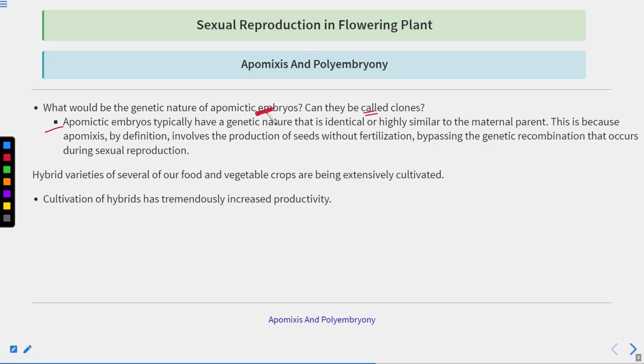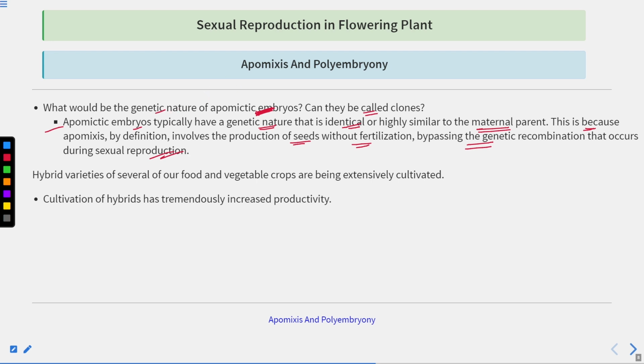So now you know these embryos developed from the unreduced egg cell, without the fusion of the gametes. So apomictic embryos typically have a genetic nature that is identical or highly similar to the maternal parent. Now this is because apomixis by definition involves the production of the seed without the fertilization, bypassing the genetic recombination that occurs during the sexual reproduction.